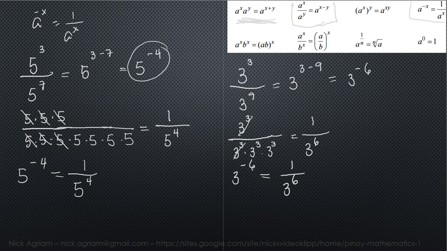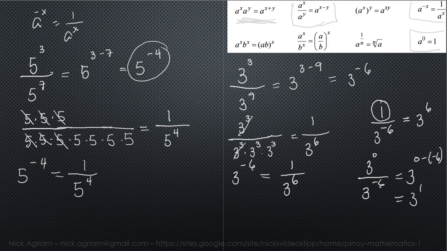There is a subsequent rule on this also. If I have 1 divided by 3^(−6), then that will be equal to 3^6. Why? Because the 1 is the same as 3^0, as we have proved in the previous one. And then dividing by 3^(−6), we have 3^(0−(−6)). As you can see now, it is 3^6. So it is very important that you understand this.